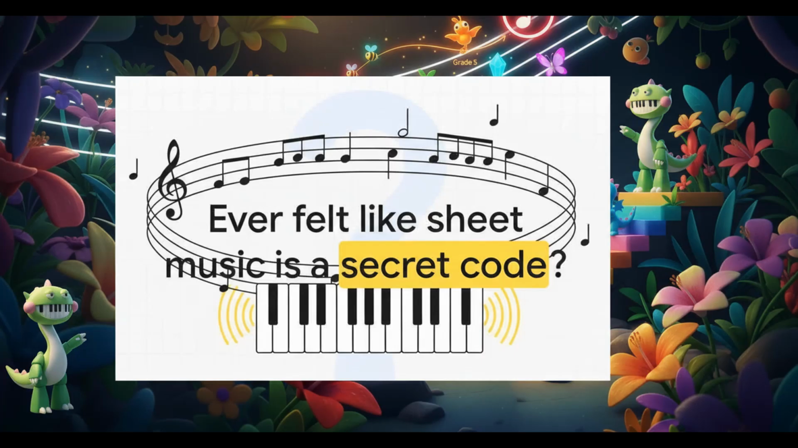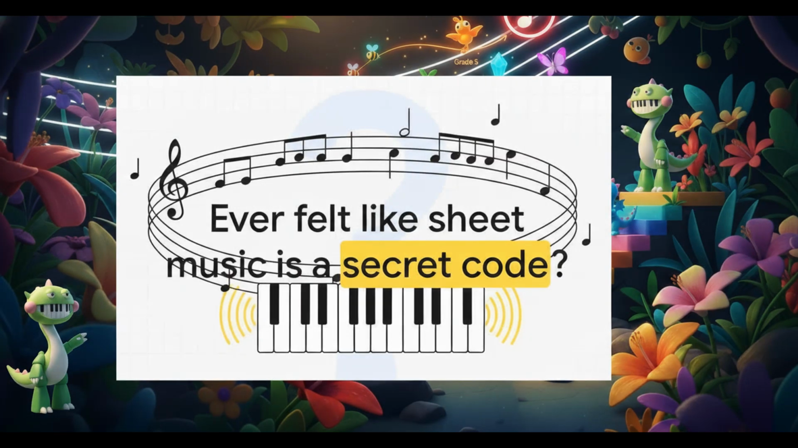Okay, so have you ever stared at a page of sheet music and just thought, what is this secret code? Yeah, you're definitely not alone. It can look incredibly complicated, but trust me, in just the next few minutes, you're going to have the fundamental keys to unlock this whole thing.